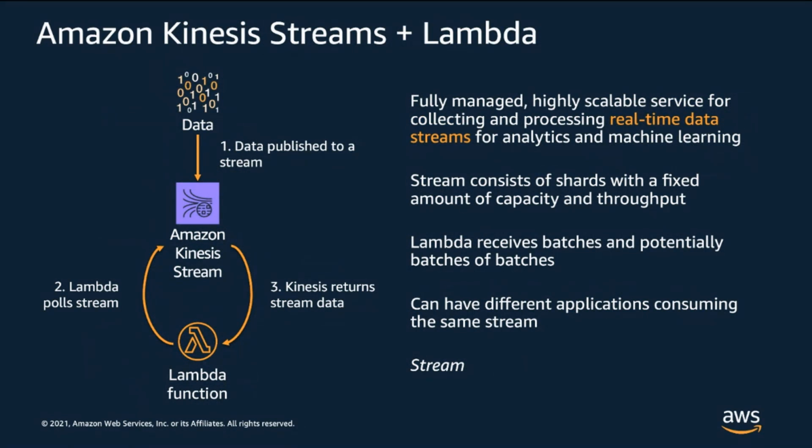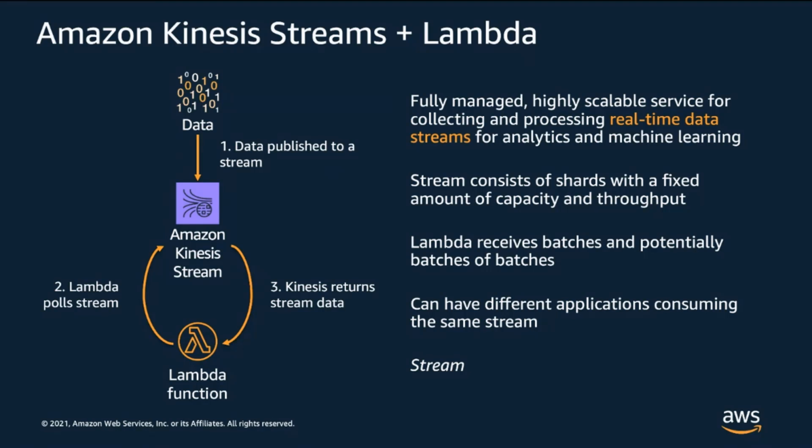Amazon can also use streams. So Kinesis Streams is a fully managed, highly scalable service for collecting and processing real-time data streams for analytics and machine learning, and really all sorts of use cases. The way it works with Kinesis is that as data is put into a stream, the Lambda service will poll that stream looking for changes and looking for new records to be put in. It's going to pull those records out and inject them into a Lambda function via an invocation.